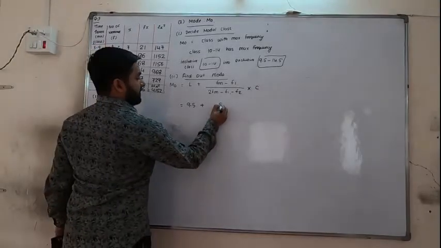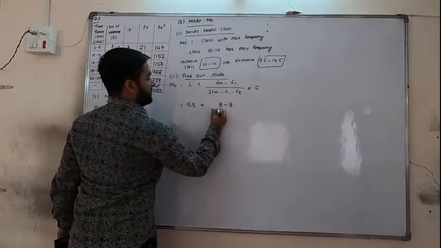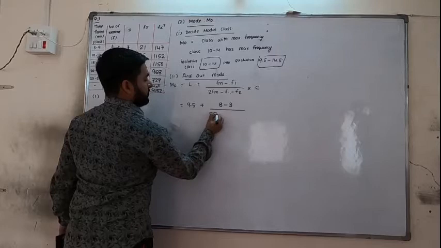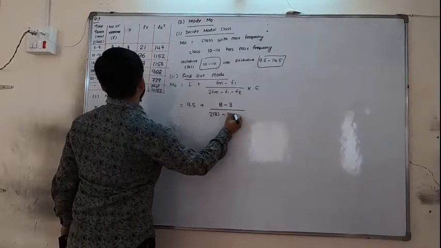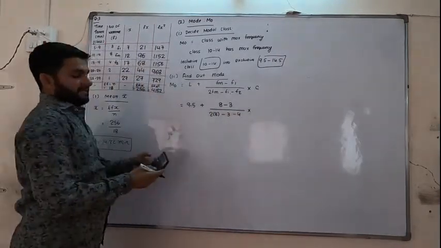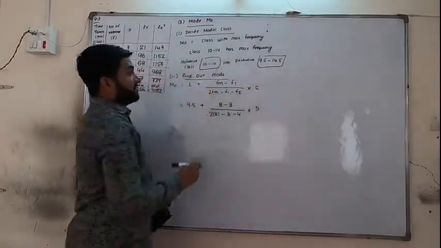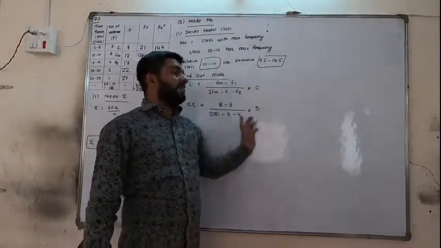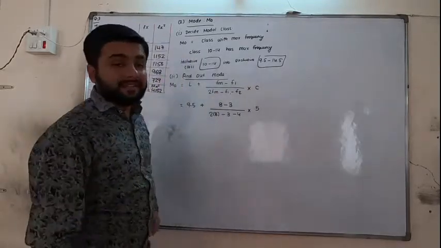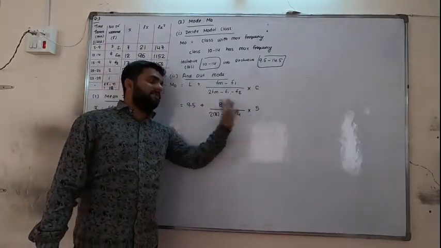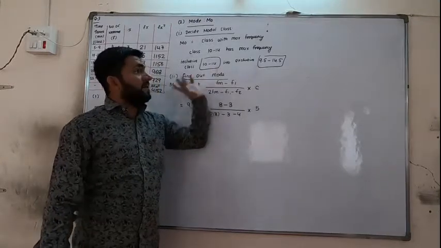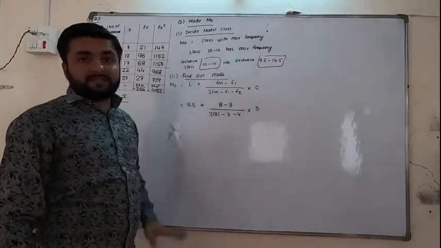So 8 minus 3 upon 2 into 8 minus 3 minus 4. Class length: 14.5 minus 9.5 is 5. Actually the difference is 4, but whenever we are seeing the class length, it is upper boundary point minus lower boundary point, it is 5. Why have we calculated 4? Because 14 minus 10 is 4.